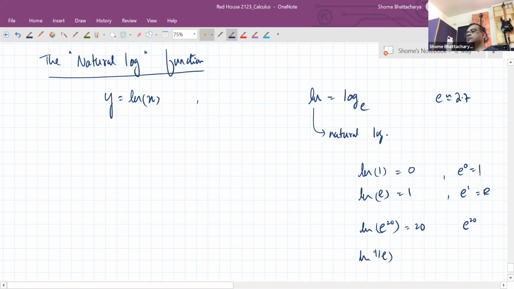Sir, below the natural log function, y is equal to, what is that? It's a symbol or what? Which one? This symbol of natural log. The symbol of natural log is ln. Okay. Ln, small l, small n. So this is the definition of the function, that it is log to the base e.